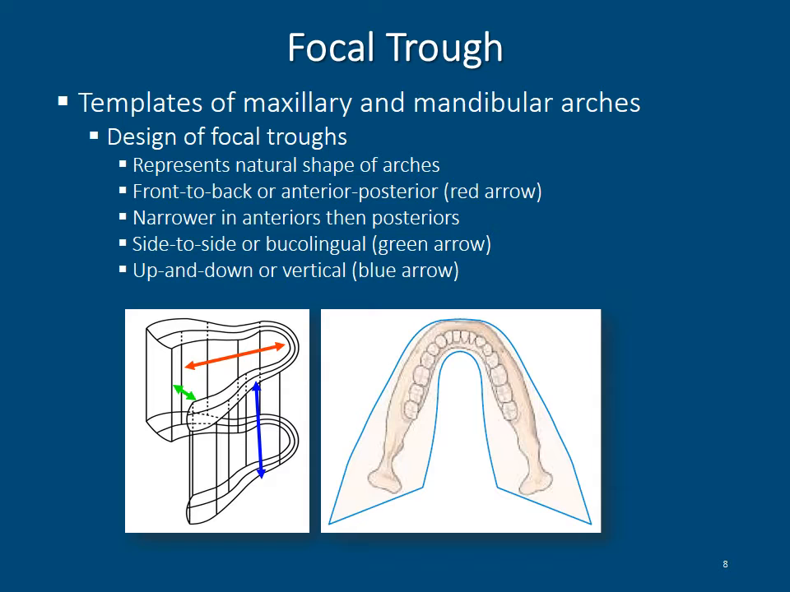It tends to be narrower in the anterior regions than in the posterior regions, which calibrates the right to left side, or buccolingual dimensions, which is identified by the green arrow. And then there is an up and down, or vertical, alignment that is determined by the blue arrow. These focal troughs, again, like I said, are calibrated to the size of patients.